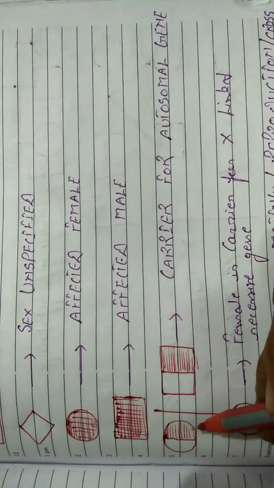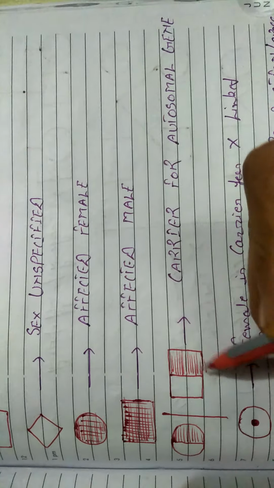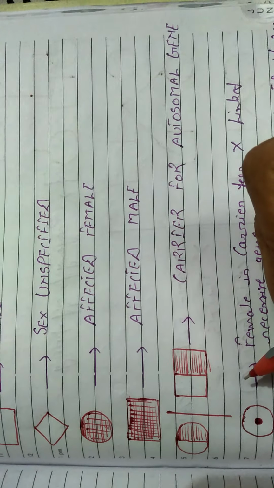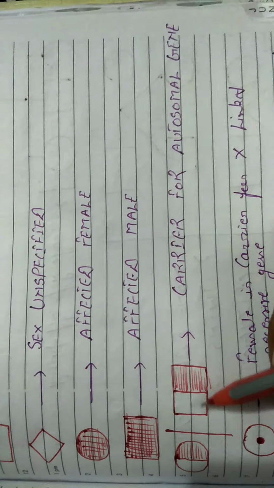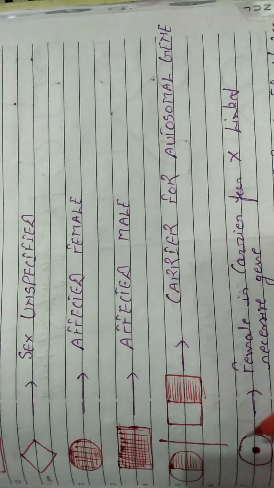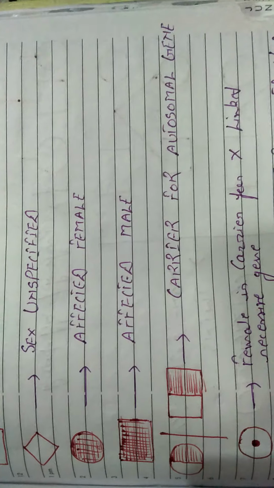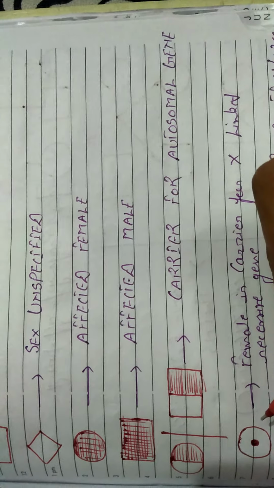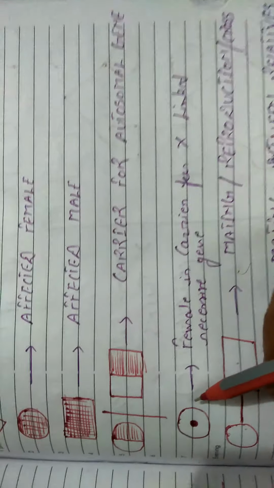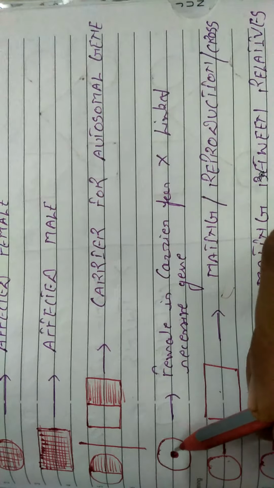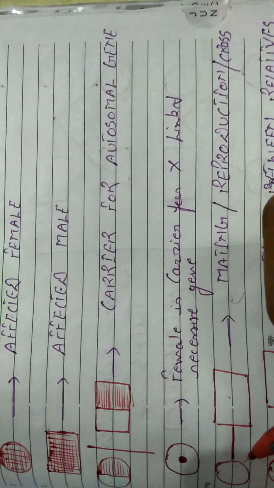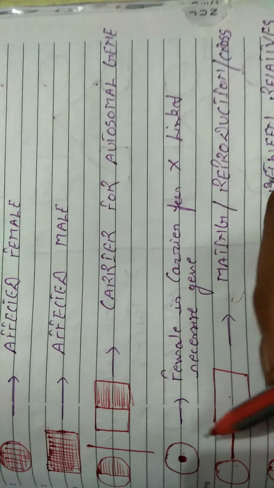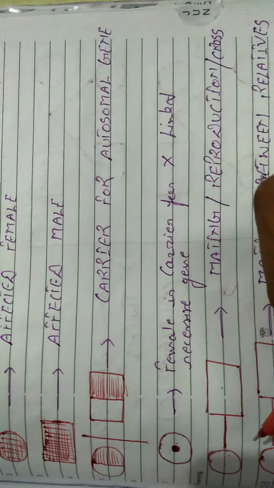Next, if the male and female are half colored, it means both male and female are carriers for the autosomal genes. It means they have got 50-50% characters. Now, if the female has a dot in the center, it means the female is a carrier for the X or sex linked recessive genes.